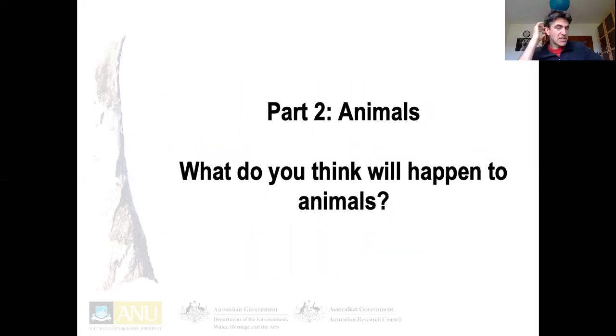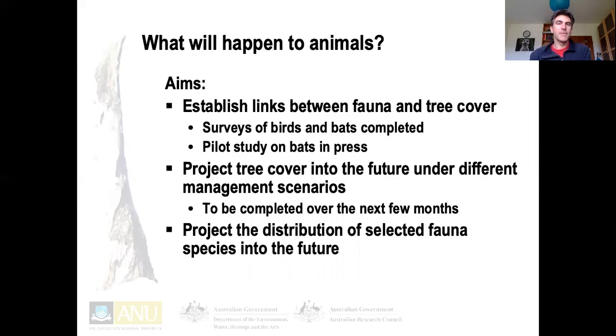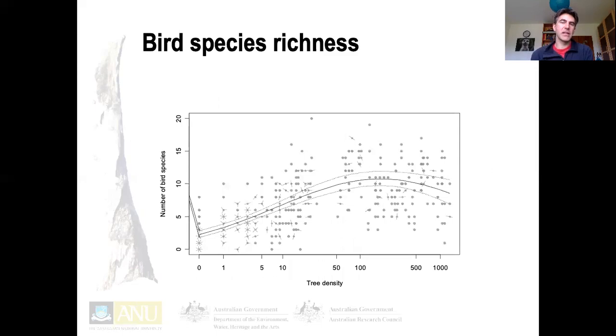So given these changes here, the next question, of course, is what will happen to biodiversity in terms of wildlife, given these kinds of changes going on? For that, we try to establish links between fauna and tree cover, and we surveyed birds and bats. The bat work is no longer in press, but this is an old presentation, so it's well and truly published. And we're projecting tree cover into the future under different management scenarios. I'll show you the findings of that in just a moment.